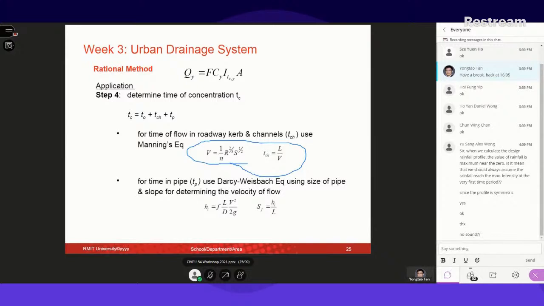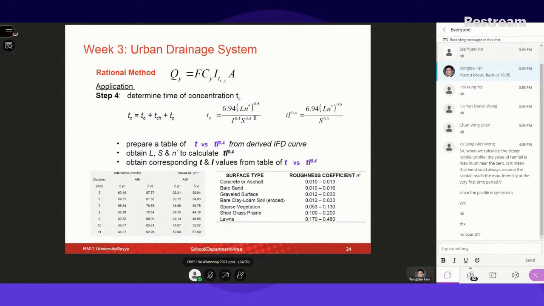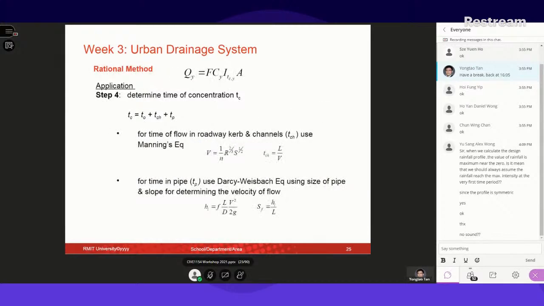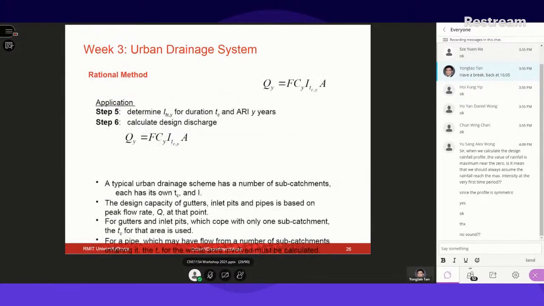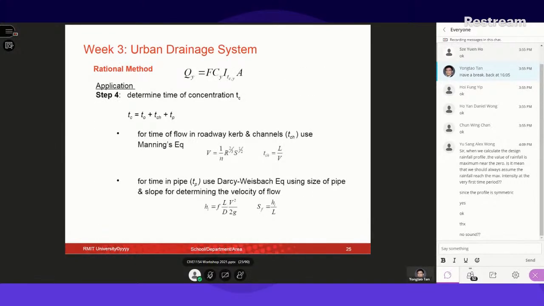S is the slope of the channel or gutter. N is Manning's N value, Manning's roughness coefficient. Be careful here: this N is different from the previous N. In this equation you can also see N with an asterisk, which is the surface roughness coefficient. The N in Manning's equation is called Manning's roughness coefficient.